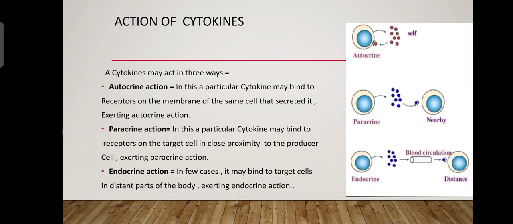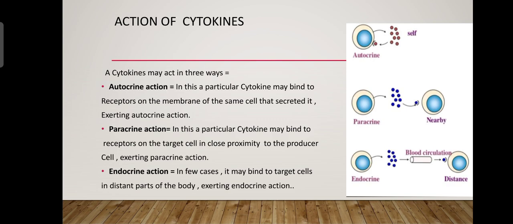Now let's see the action of cytokines. Cytokines may act in three ways. A particular cytokine will possess only one mode of action. The three modes in which cytokines act are: first, autocrine action; second, paracrine action; and the last, endocrine action. First, let's see the autocrine action.